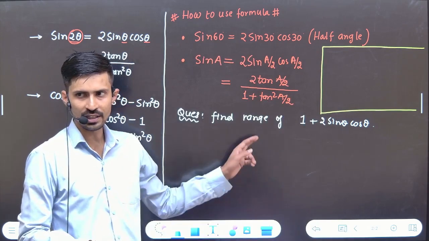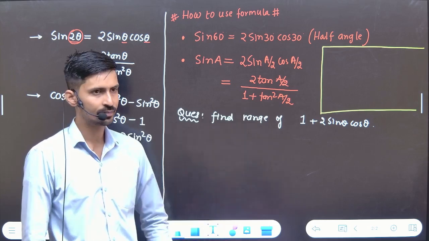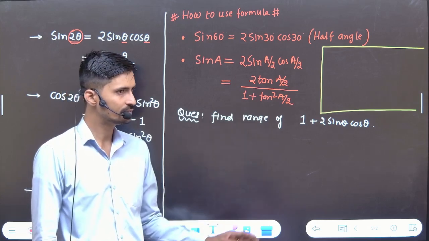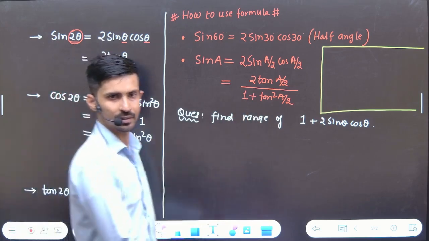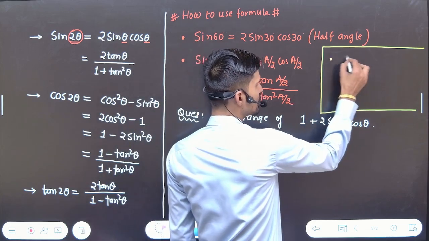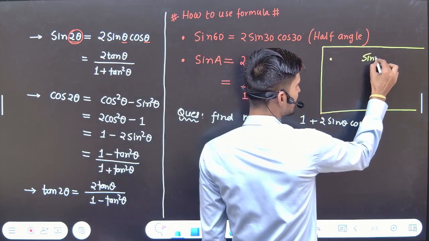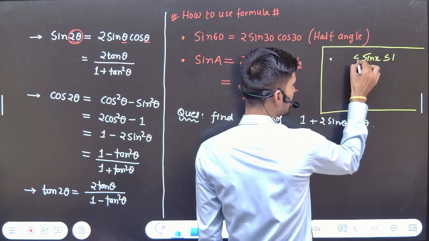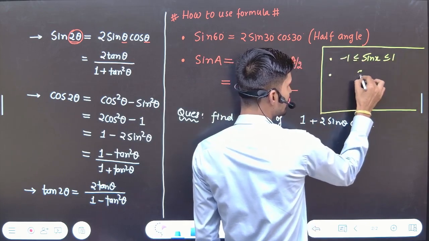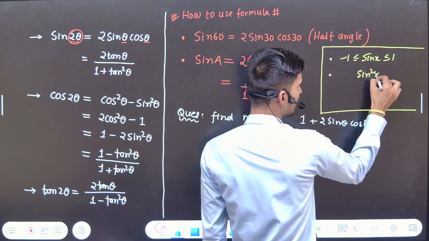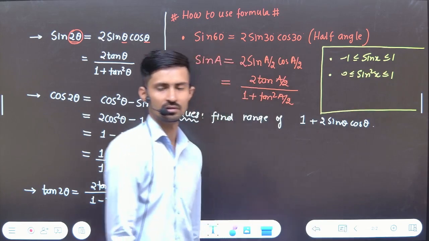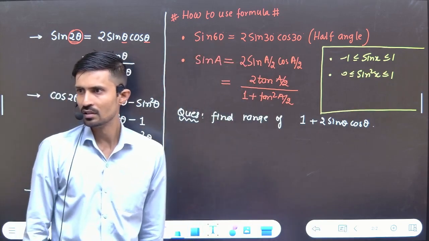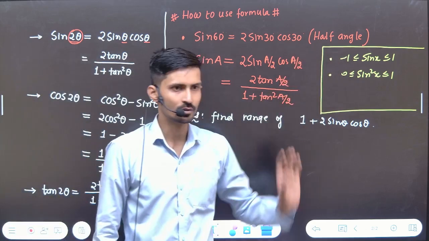That question is connected with sine and cos. Okay na? And what do we know about the range of sine and cos? Can anyone tell me? We know simple sin x range is less than or equal to 1 and greater than or equal to minus 1, and sin square x range is less than or equal to 1 and greater than or equal to 0. This is the only two things we know.